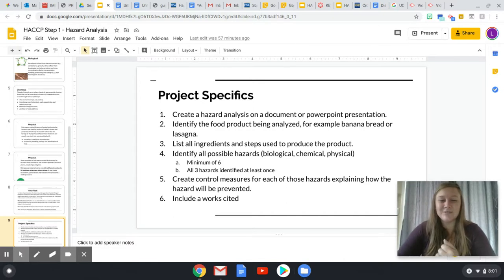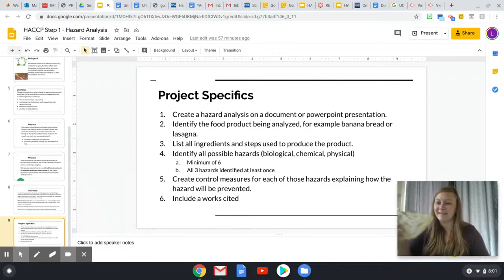Second is then to list all the ingredients. So, tortilla, cheese, avocado, whatever it might be. And then steps, like a recipe of how you produce that. Once you have that outlined, that gives you a better perspective of identifying what are the possible hazards.